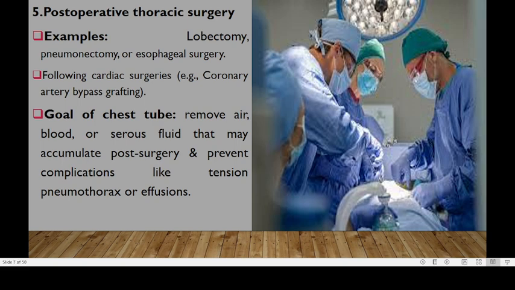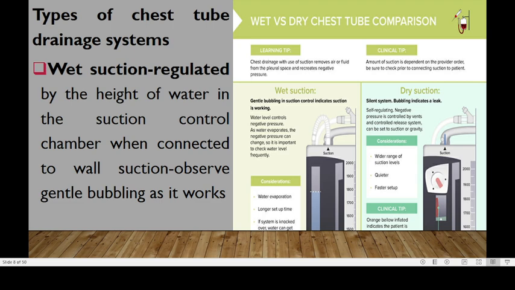We also have other indications like postoperative thoracic surgery, like the one where we normally insert a tube in the mediastinum and place it under the breastbone. I think that's the example that you have used in the introduction. And remember, in post-operative surgery, the goal is to remove air, blood, or serous fluid that may accumulate post-surgery and prevent complications like tension pneumothorax or effusions.